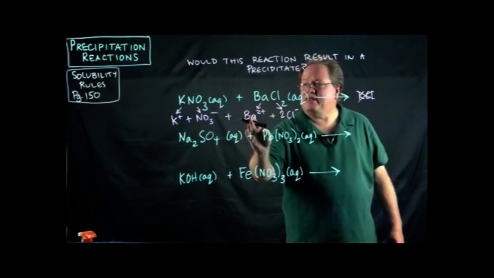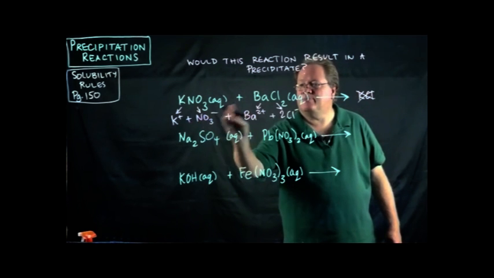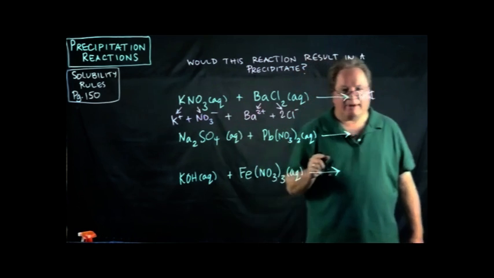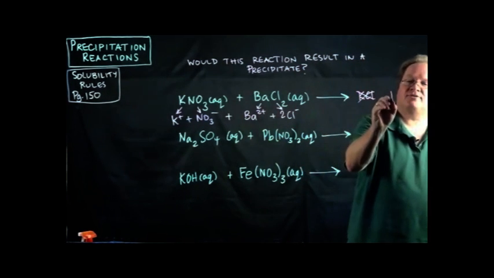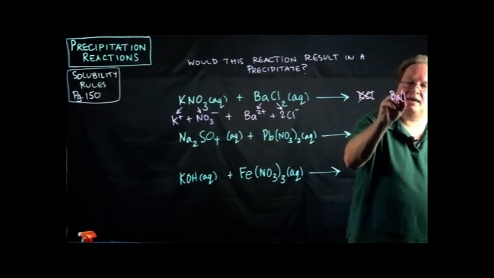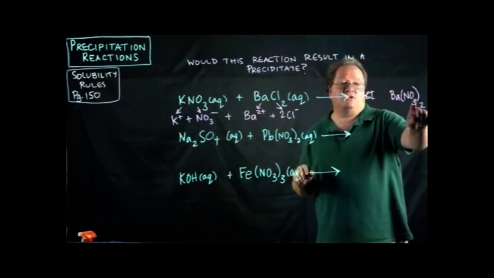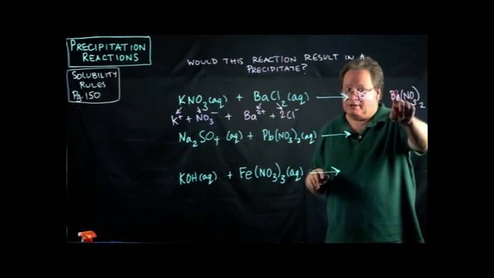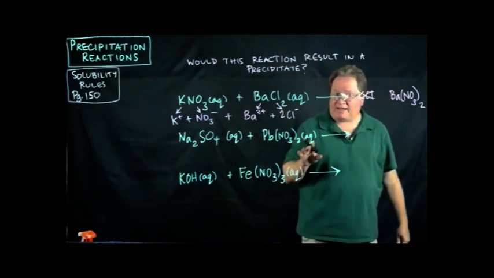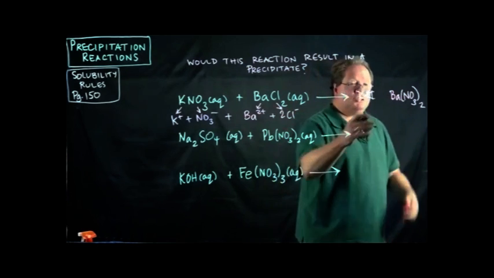Now the barium could combine with the nitrate. But what do we know about nitrates? I mean, basically you're going to form Ba(NO3)2, with a 2 as a subscript because this is -1 and this is +2. Well, what we know about nitrates is they don't form precipitates. All right, this is just going to fall apart.